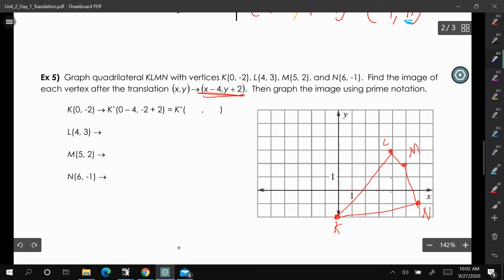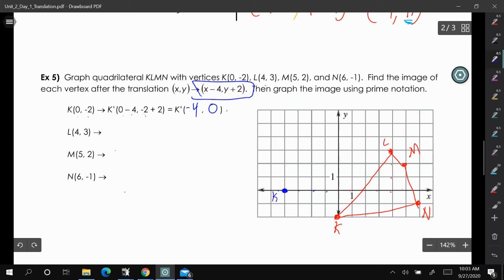Now we're going to find our points using this translation rule. Now if you just want to count first and then write the points afterwards, that's fine. Or you can do the algebra here and calculate the correct point. So K was 0, comma, -2. So the translation rule says take the x-coordinate and subtract 4, so we have -4. And then take the y-coordinate and add 2, so we have -2 plus 2, which is 0. So K prime is right here.